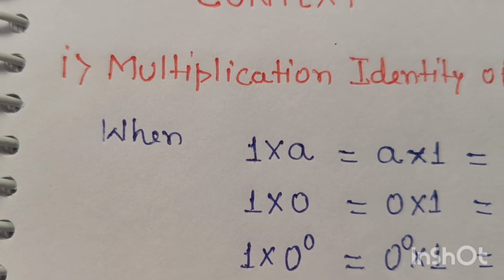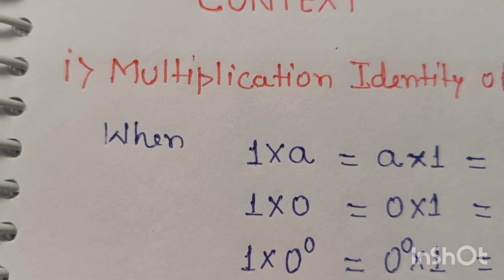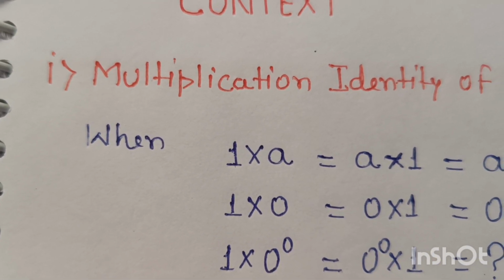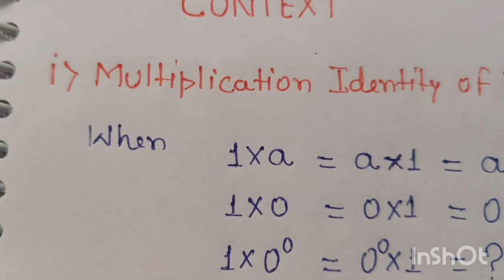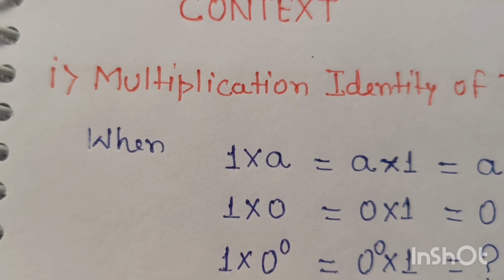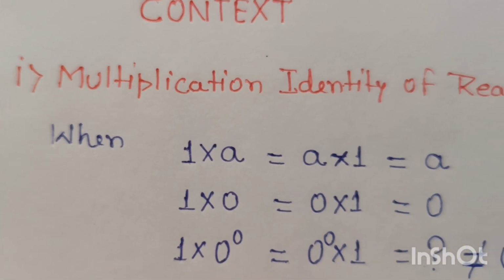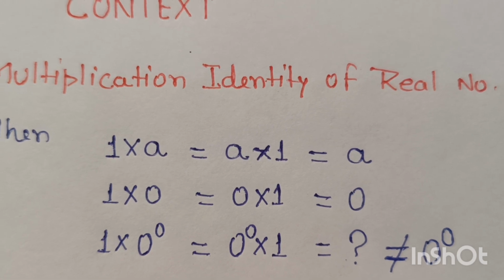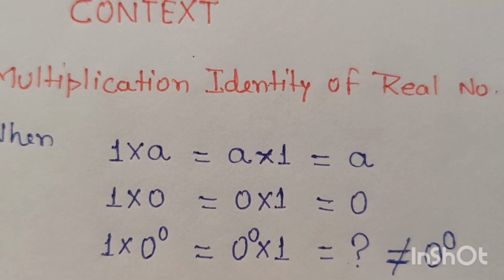As you can see, 1 multiplied by 0 raised to the power 0, or 0 raised to the power 0 multiplied by 1. What do you think? What should be the answer? If you are thinking the answer will be 0 raised to the power 0, then this is not correct.